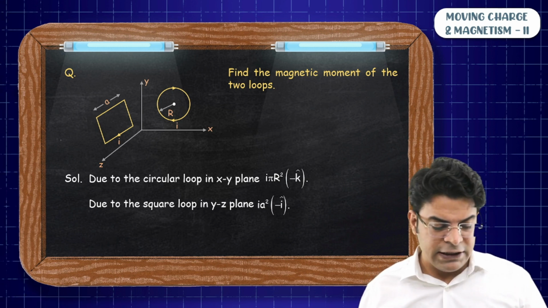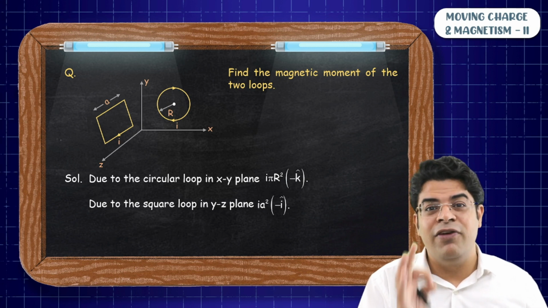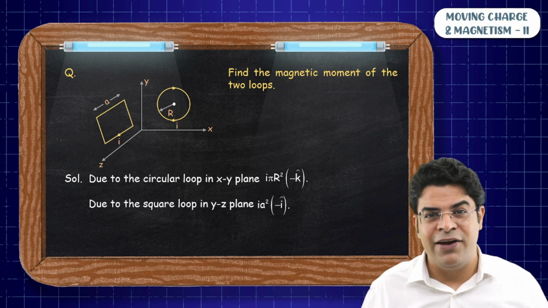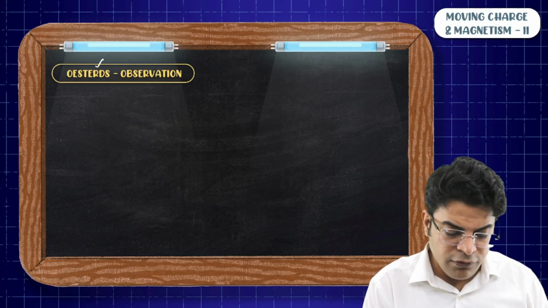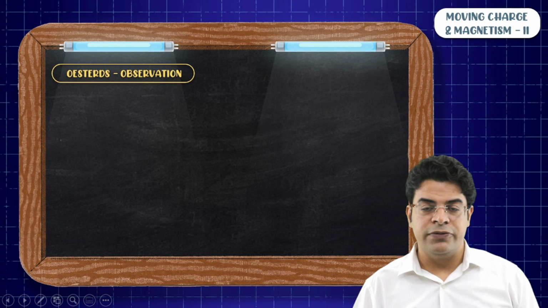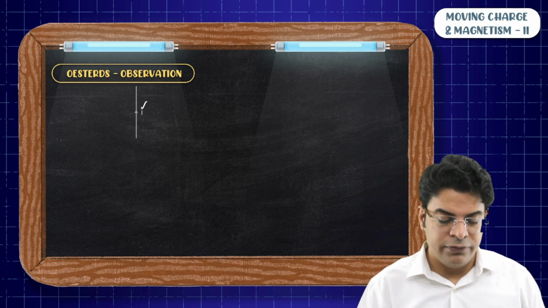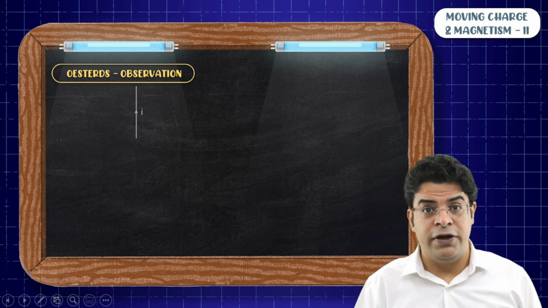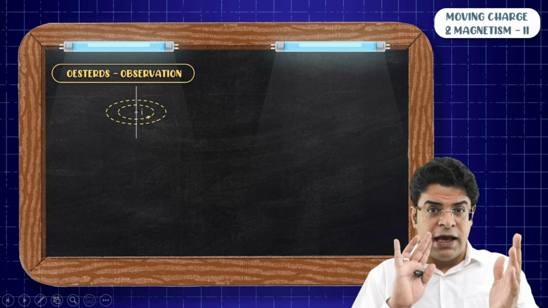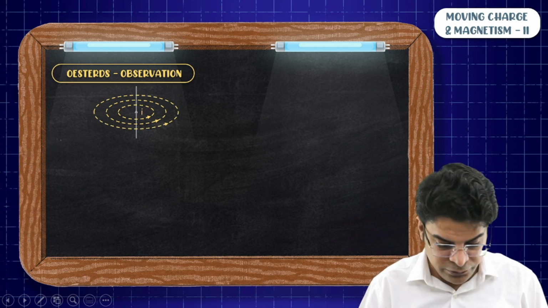So without wasting time, let's move on to the next topic, which is the magnetic field produced by a current carrying wire. Now we will talk about Oersted's observation. Oersted observed that if we have a current carrying wire, then in the region surrounding it, it produces a magnetic field. And these magnetic field lines are in the form of concentric circular loops.